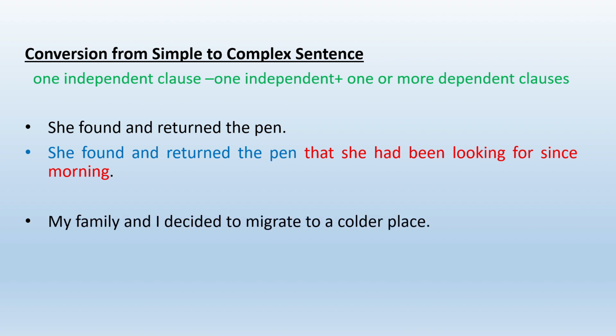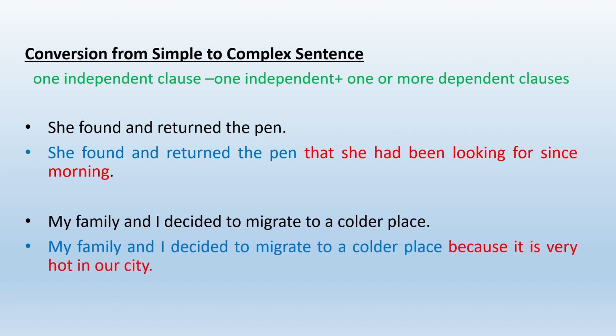My family and I decided to migrate to a colder place. Let us try adding a dependent clause in this sentence. My family and I decided to migrate to a colder place because it is very hot in our city. Because is a subordinating conjunction. Your dependent clause is starting with a subordinating conjunction because.